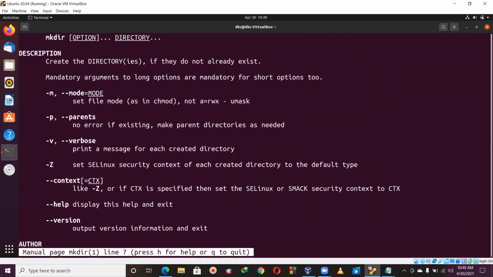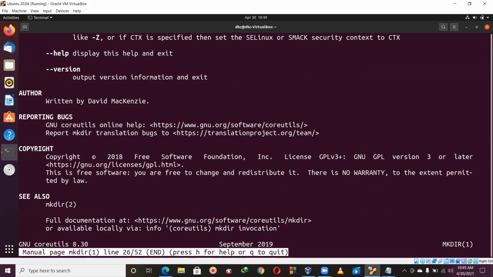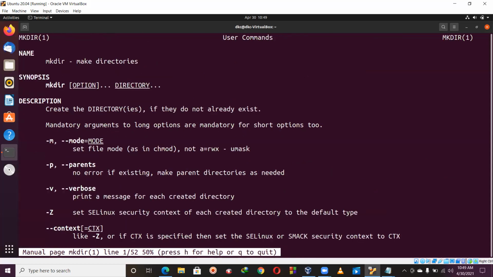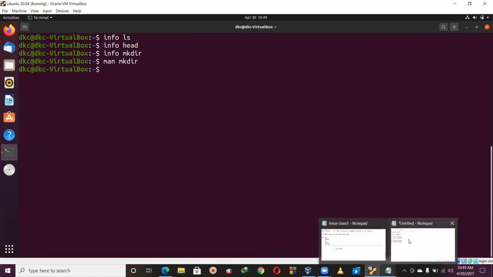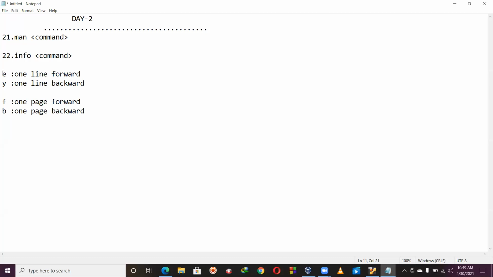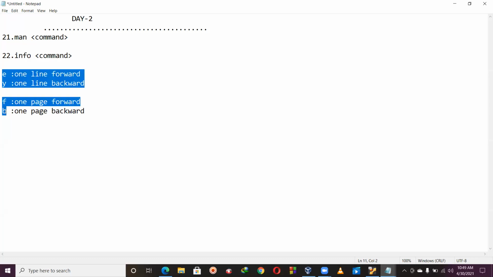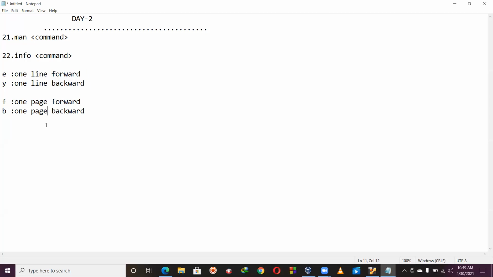One line forward. Now I'm pressing F and B. I'm pressing F. What happens? One page forward, and B is one page backward. Got it, all of you? So this is common, you should remember this one. E and Y for line by line, forward and backward, and F and B for page-wise. So this is useful.